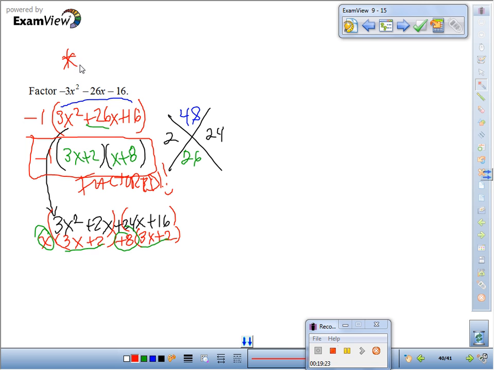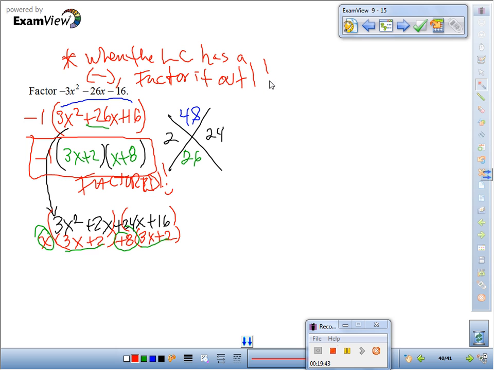Yes, question. Note, when the LC, what does that mean? Leading coefficient has a negative, comma, factor it out. Anytime, whether the rest of them are positive or negative, if the leading one has a negative, factor it out. Okay?